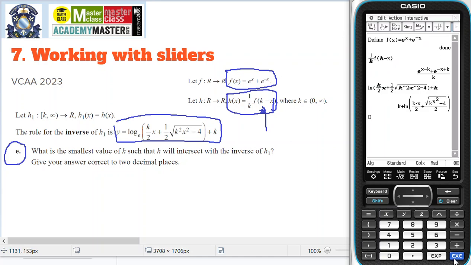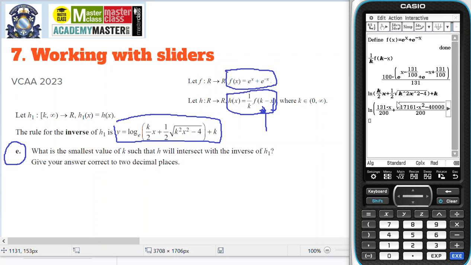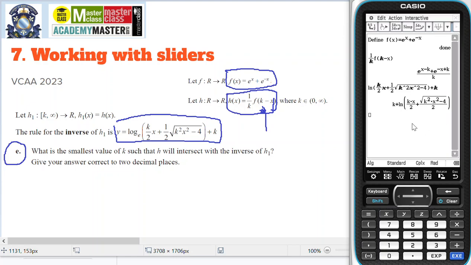Now when I press XC on those, I lose my k's because k was defined in a previous slider, so the value is still remembered. So if I go clear all variables, then if I click on XC again, I get my k's back. Just to double check, that's going to be correct. k plus kx on 2, a half, k squared x squared minus 4, and that's all divided by 2. That's good.